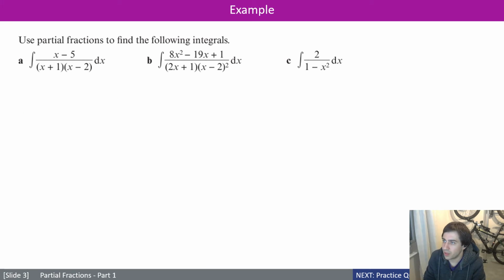So for part B, let's take a look at what our form's going to be. So for B, we've got, well, I suppose I'll quickly write it.